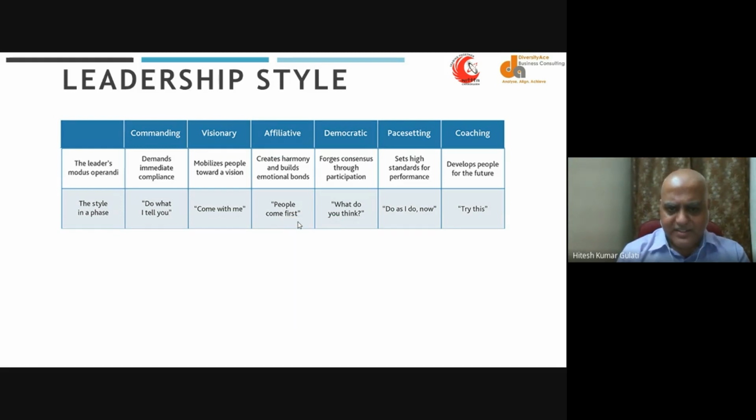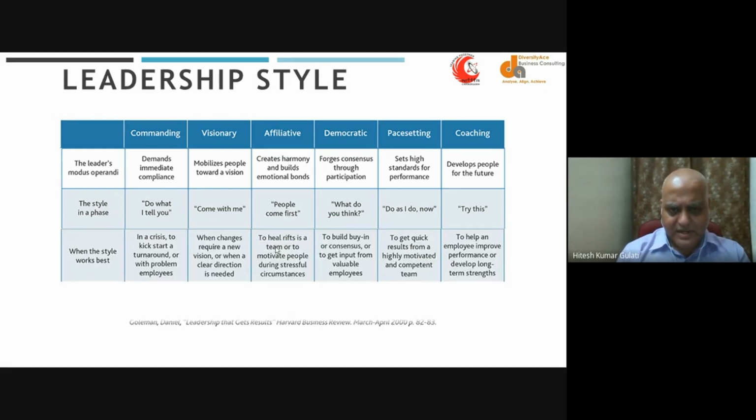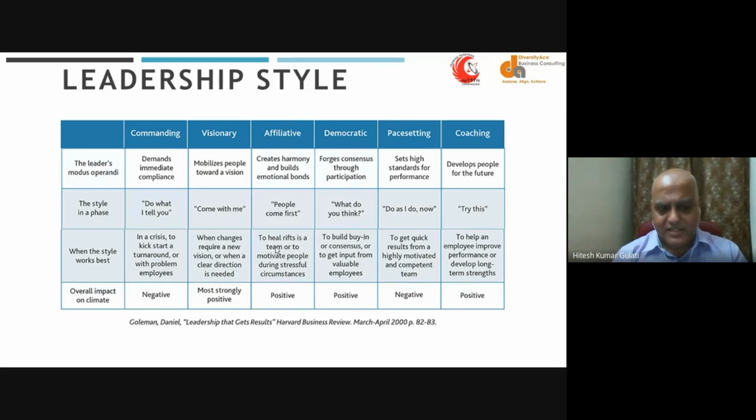These are some of the differences, but to conclude on this, I'll talk about only one thing, which is the last row, the overall impact on climate. If we see these six different leadership styles, in the longer run, commanding or pace setting is not considered to be very positive. If we adopt too much of commanding and pace setting leaders, we might suffer in terms of attrition in the organization. So overall, visionary, affiliative, democratic and coaching are considered positive.